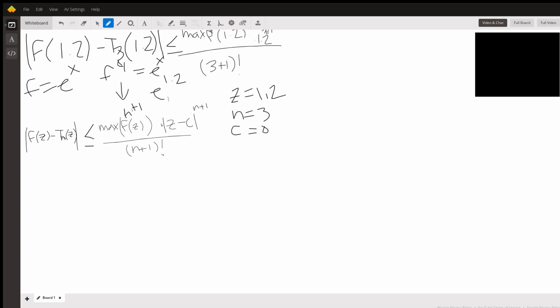From there, it's just multiplying by z minus c, which is 1.2 minus 0 to the power 4. We want to take the absolute value of that. So if you had a negative 1.2, you're going to make that positive. In this case, it's all positive. And then divided by n plus 1 factorial. So this is going to be your solution when you plug in your value for z, plug in your value for n.